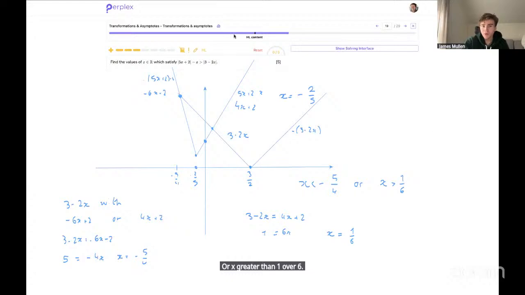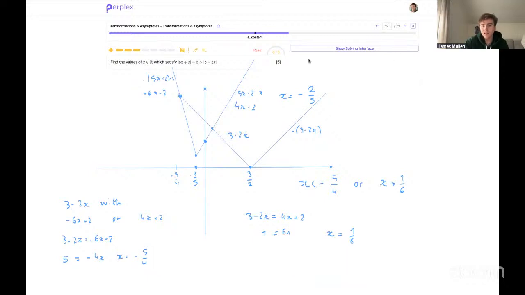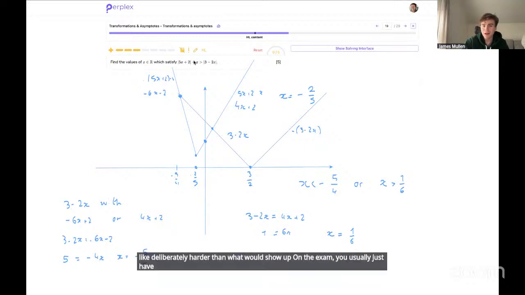This, by the way, is a question that's deliberately harder than what would show up on the exam. You usually just have simple absolute values without this added x that makes things a lot harder, okay?